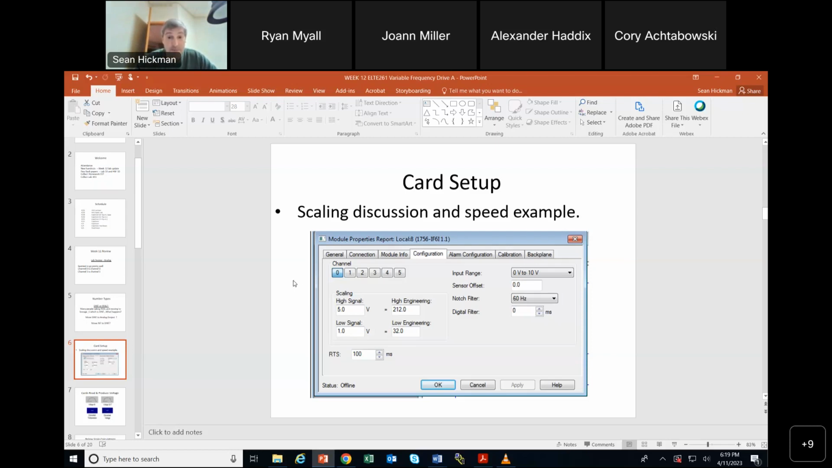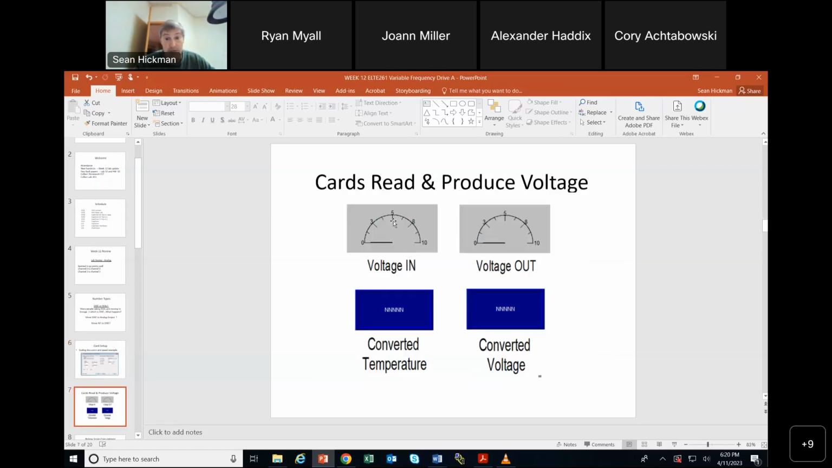Anyways, we got our scaling discussion of our card setup, and I want to be sure everybody understands this. So this is local I. So this is the input card. And remember, the input card reads 0 to 10 volts. All right, it's going to take 0 to 10 volts in, and I've got showing right here voltage in 0 to 10.